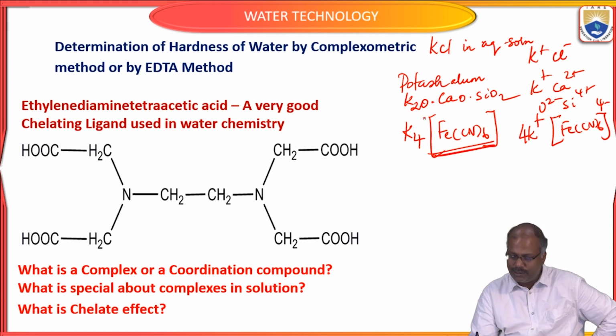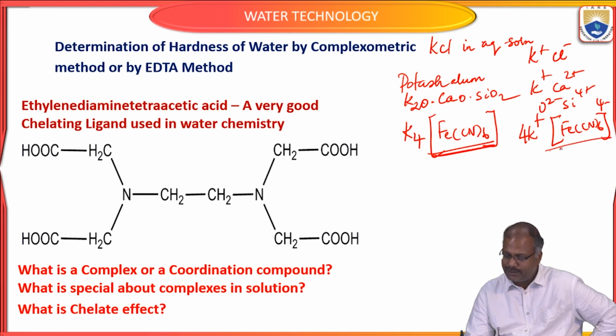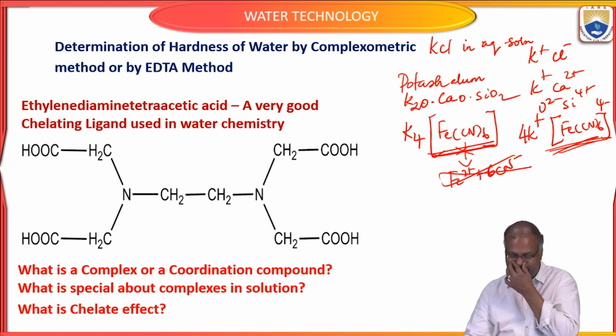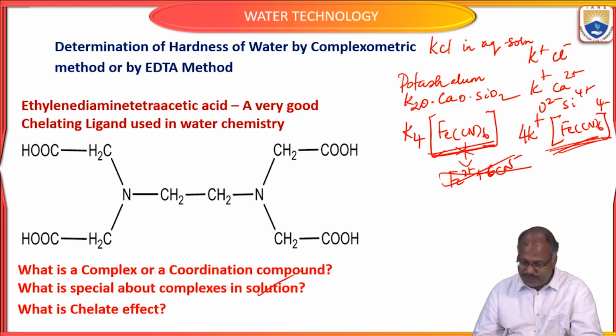That's why we put it in square brackets while writing. That is the speciality of complex ions. This [Fe(CN)6] will not further split into Fe2+ and 6CN-. It will remain as [Fe(CN)6]4- in aqueous solution. That is what is special about complexes in solution.